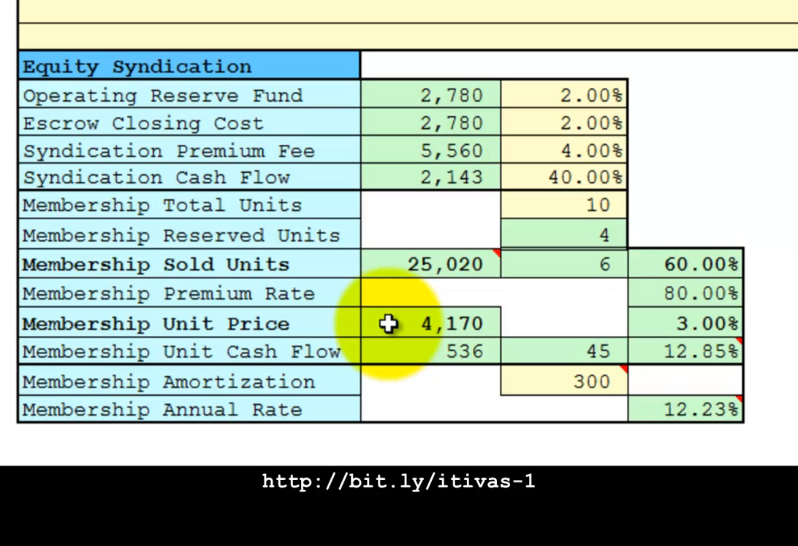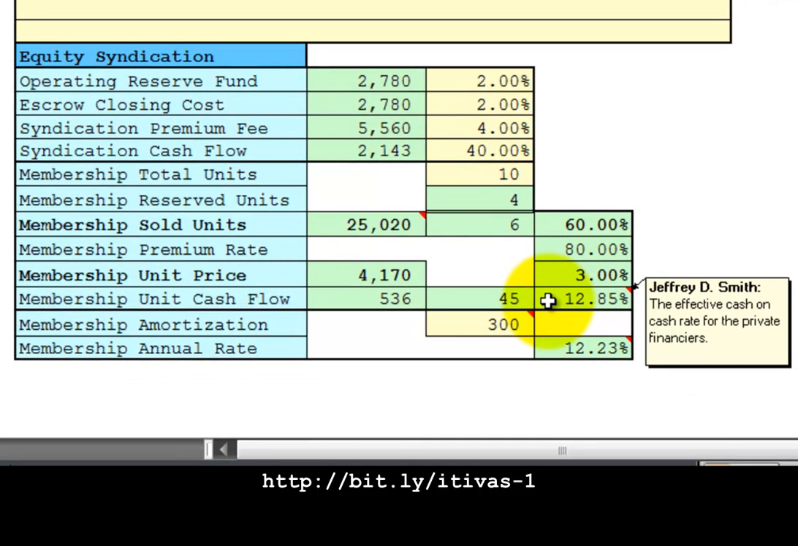The per unit price is $4,170. That's a 3% unit price rate on the asking price. Per unit cash flow annual is $536, monthly $45. The annualized yield for the private financiers, 12.85%.